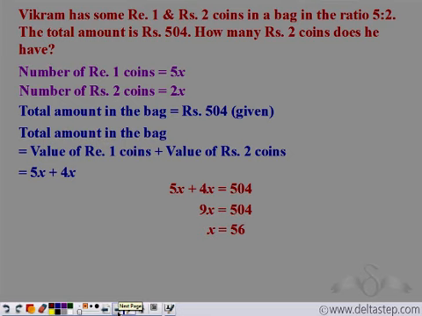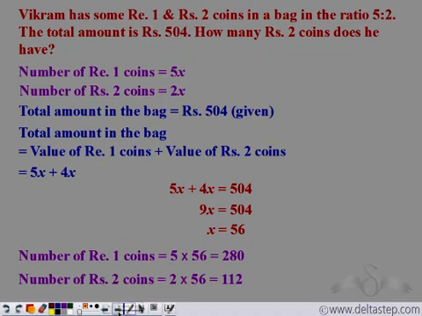Now, can we find the number of rupee 1 coins and rupee 2 coins now? Yes, because we have found x. So what will be the number of rupee 1 coins? 5x, that is 5 into x. So 5 into 56 is 280.